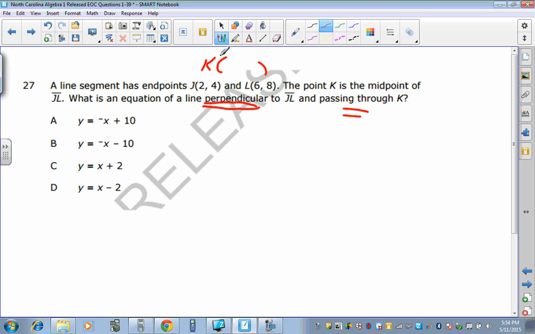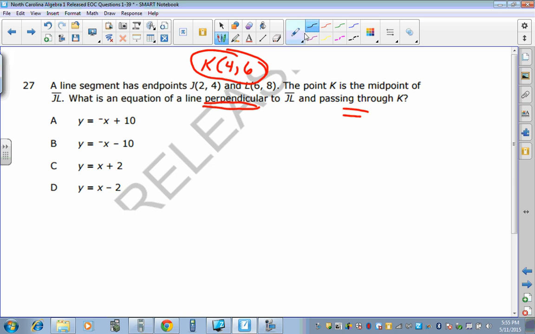They're talking midpoint. Midpoint, midpoint, what do we do? That's right, add them together, divide by 2. So 2 plus 6 is 8. 8 divided by 2 is 4. 4 plus 8 is 12. 12 divided by 2 is 6. So that is the midpoint. So we want an equation of a line passing through the point (4, 6).